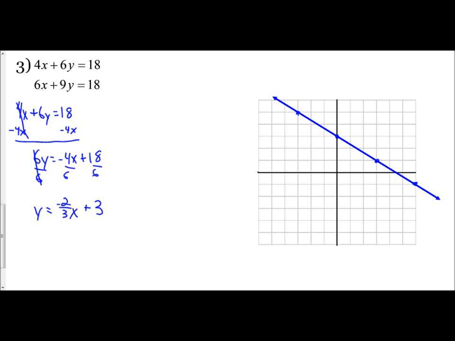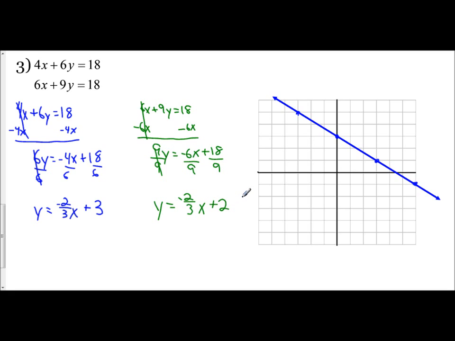6x plus 9y equals 18. Get it in slope-intercept form. So I'm going to subtract 6x and get 9y equals negative 6x plus 18. And then divide by your coefficient of 9 with every term. That gets the y by itself. Negative 6/9 is actually negative 2/3. And 18 divided by 9 is a positive 2.